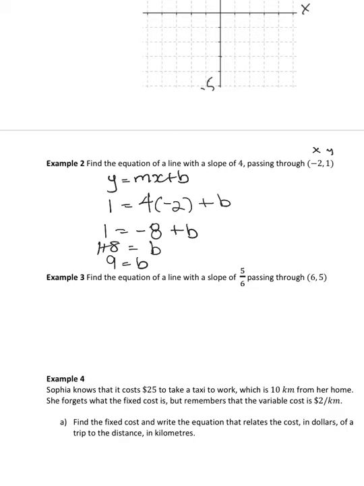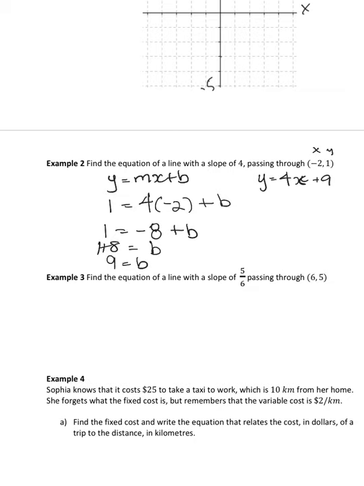So now that I have my y-intercept, my b point, I need to rewrite my equation of a line. So y equals, I'm going to put m, my slope, so 4. Keep my y and x as letters, plus 9. Okay.